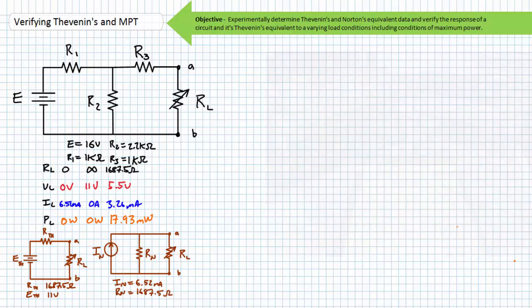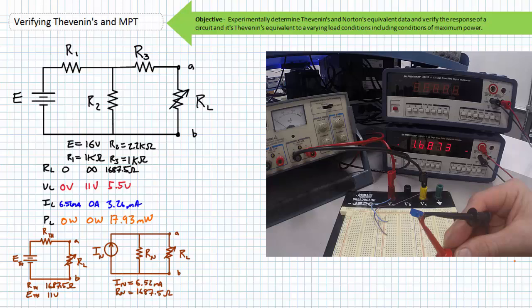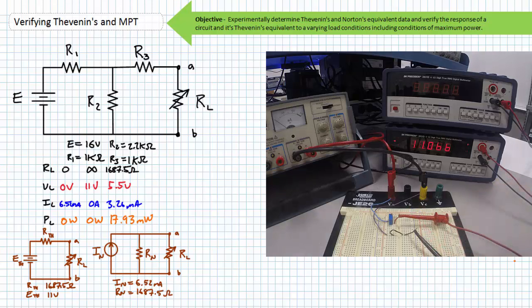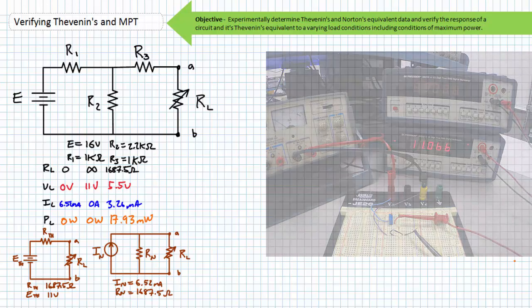With this data in hand, we can now build either the Thevenin's or the Norton's equivalent circuit. For the purposes of this exercise, we'll build the Thevenin's equivalent. First, we'll use an adjustable potentiometer to make a 1687.5 ohm resistor. Next, we'll set up the voltage source for 11 volts. The 11 volt source in series with a 1687.5 ohm resistor is the Thevenin's equivalent to our original circuit, and both these circuits should be functionally equivalent.